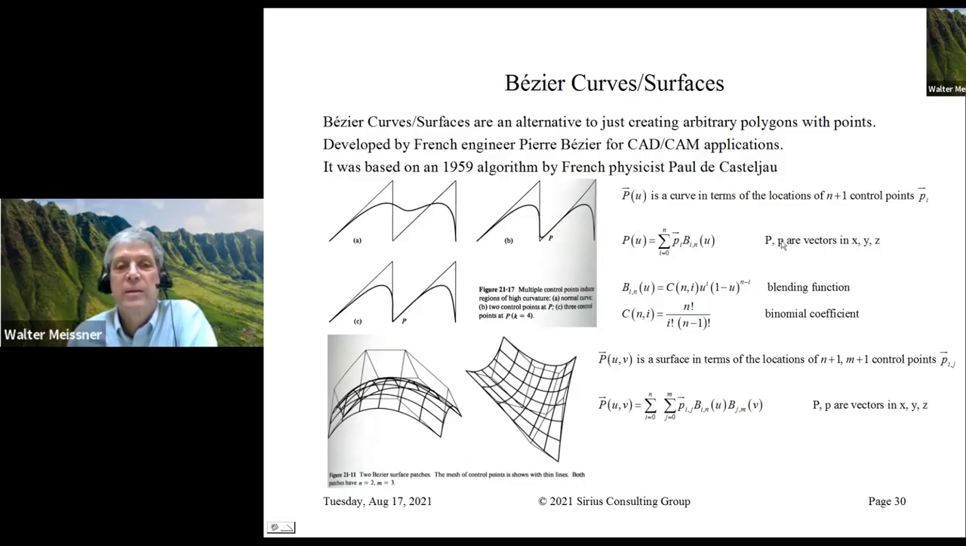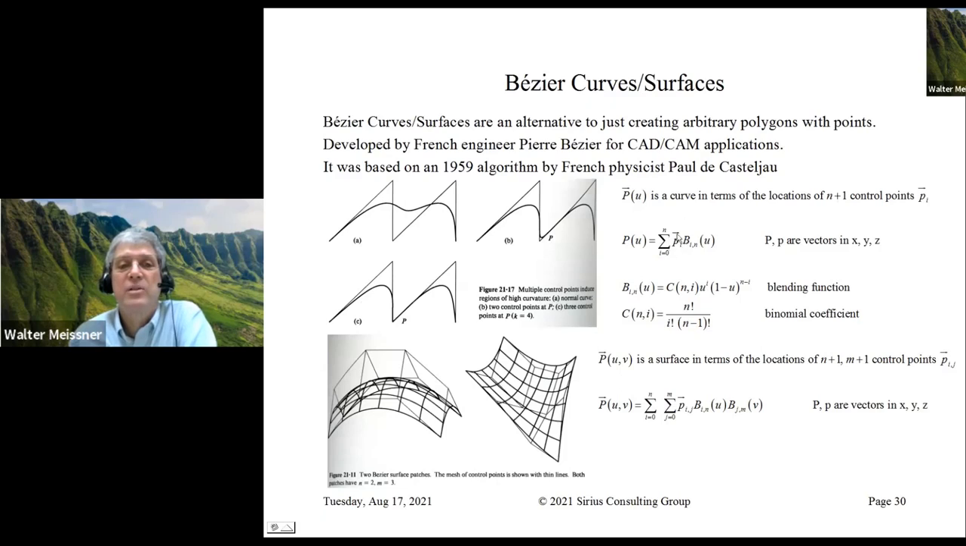So the way it's not terribly complicated, but let me work from the inside out. The C of N, I is just the binomial coefficient, which is expressed in terms of factorial. This is used as an argument to the blending function, which is B of I and N. And so that's times U to the I times 1 minus U to the N minus I. And this is your blending function.